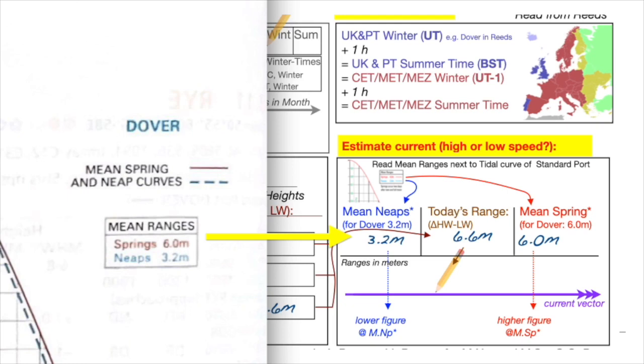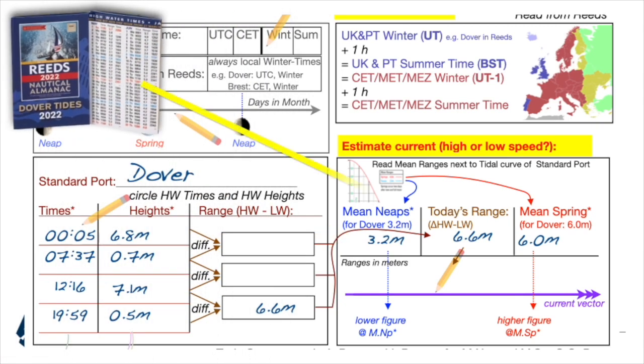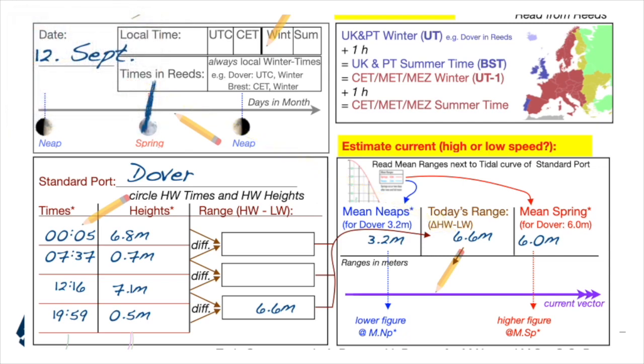Dover is so important because many of these tidal atlases are made in respect of high water Dover. So they've made a little booklet. If you buy the Reeds, you get a little booklet, and there you can actually read the tide range of today directly from that booklet. It's very practical. The mean ranges are always the same, and that's why I have written that in my little template, that it's always 3.2 for neaps and always 6 meters for Dover.